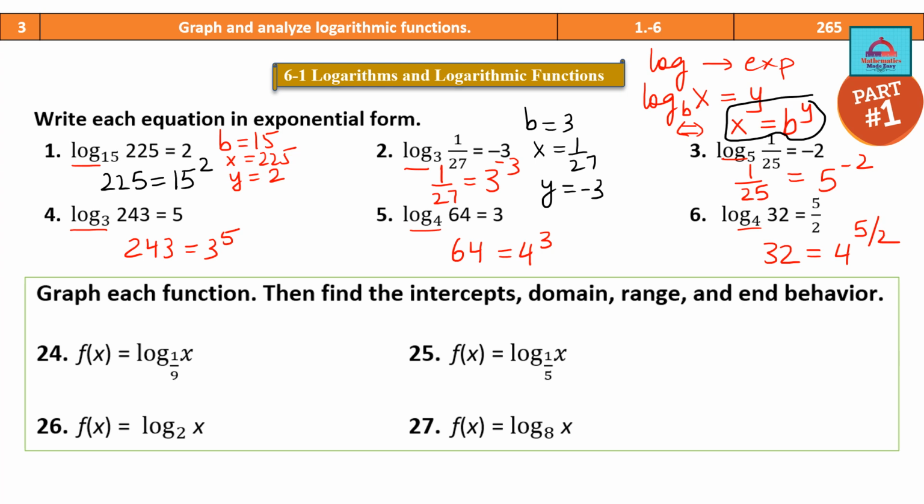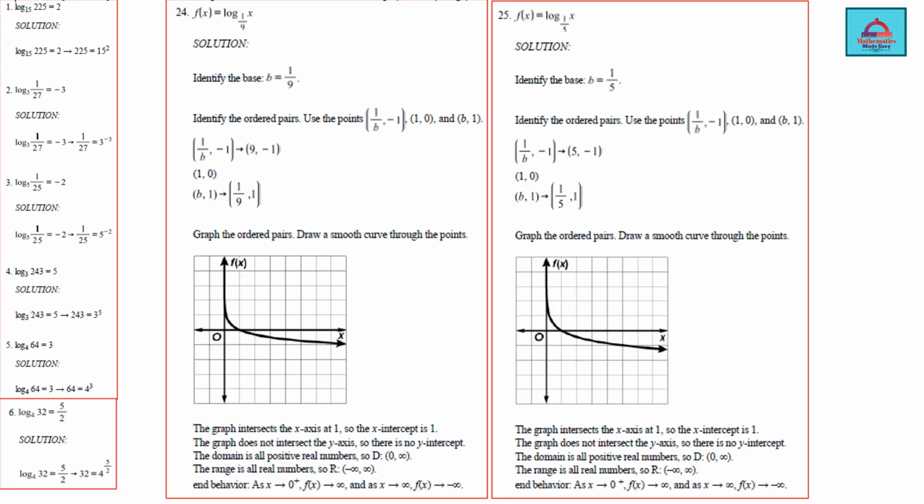For question 24, 25, 26 and 27, we need to do the graph. So the answer will be in the next slide. We also need to find the intercepts, that is x and y intercepts, the domain, that is the input, the range, that is the output, and the end behavior. So let's solve them one by one. Here on the left, you can check your answers for question 1, 2, 3, 4, 5, and 6. Let's move on to the graph questions now.